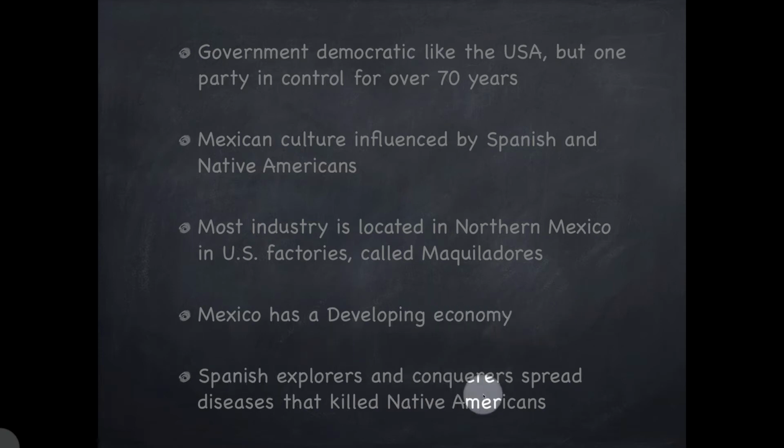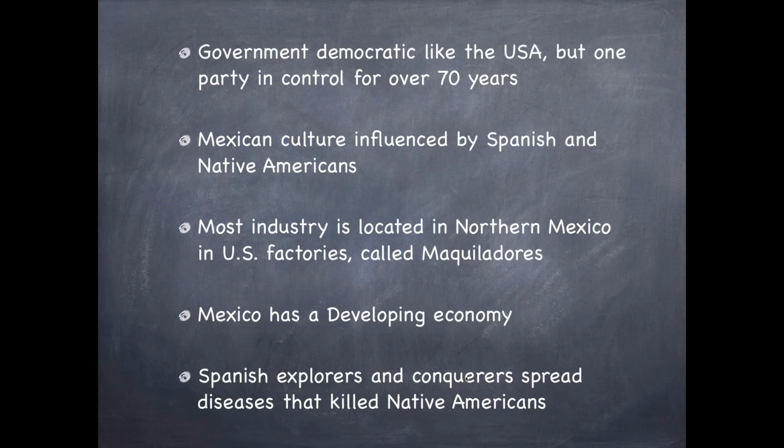Spanish explorers and conquerors spread diseases that killed Native Americans. We've talked about that before when we talked about the Aztec and the Inca. In particular, since we're talking about Mexico, if we talk about the Aztec, not only did the Spanish conquistadors have superior weapons, but they also had diseases like smallpox that the natives had never been exposed to before, and it wiped out huge amounts of the Native American populations. Okay, so there's some of the facts that you need to know.